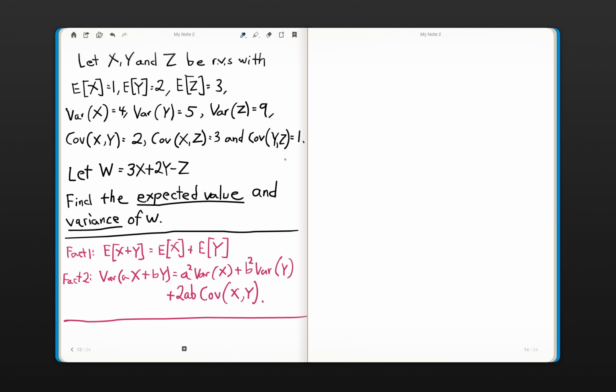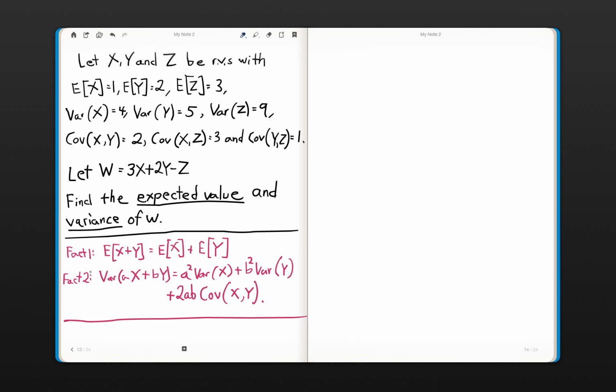Now we're going to define a new random variable w as 3x plus 2y minus z, and we'd like to find the expected value and variance of w. So again, this is a very common problem, one that you should be able to solve fairly quickly, and if you're going to make a mistake or get a problem wrong in the actual exam, this is one you don't want to make a mistake on or get wrong, because this is pretty straightforward.